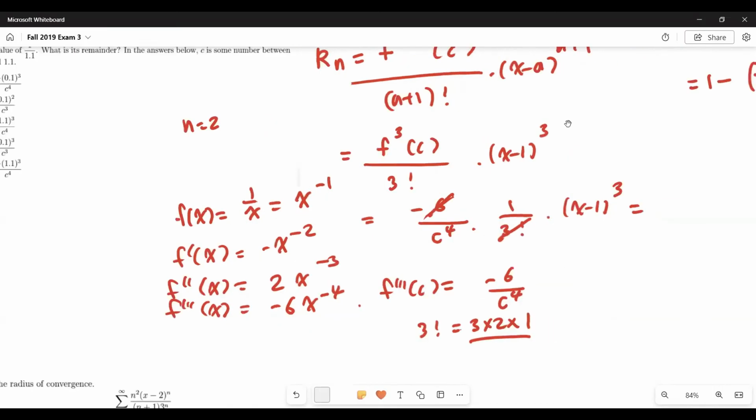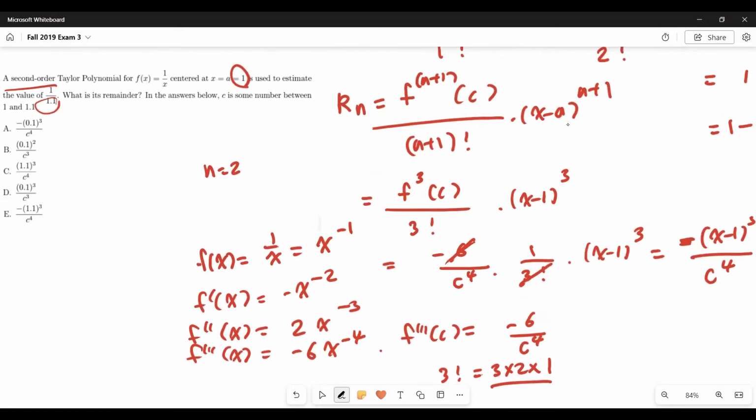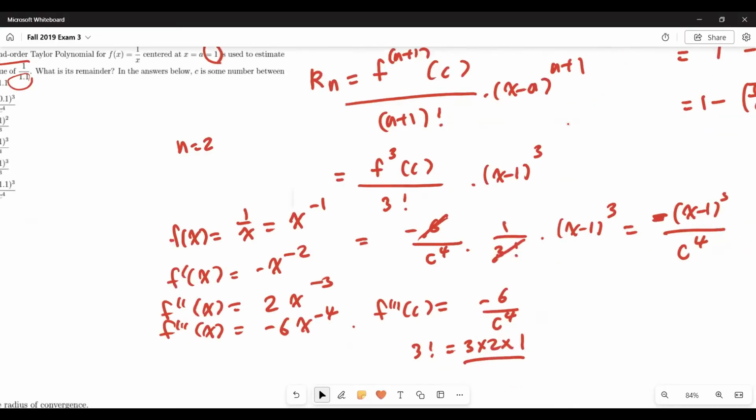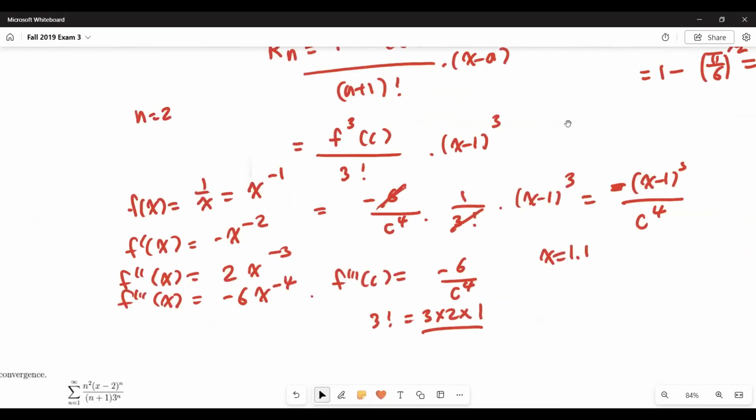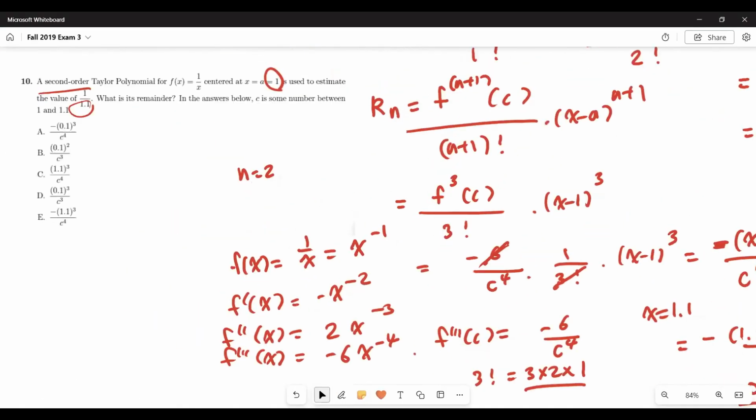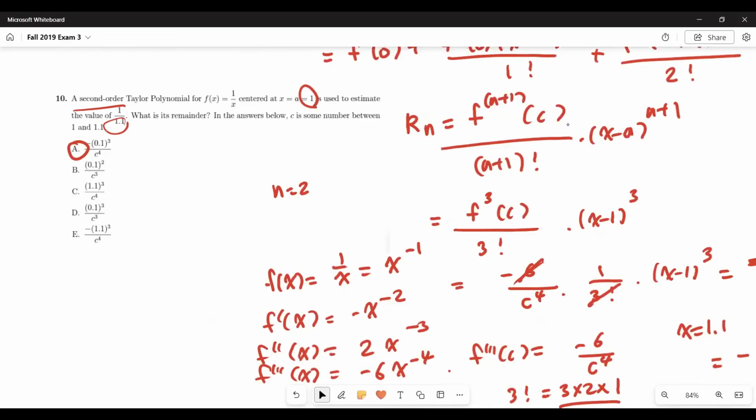So this is -(x - 1)^3 over c^4, and then our x is 1.1. So this is -(1.1 - 1)^3 over c^4, so this is -(0.1)^3 over c^4. So the right answer for this question is A.